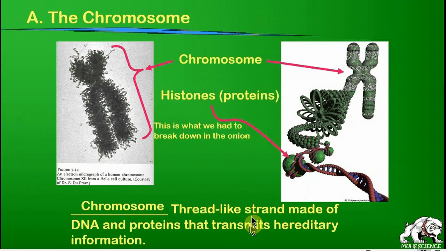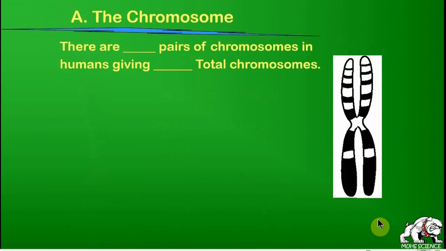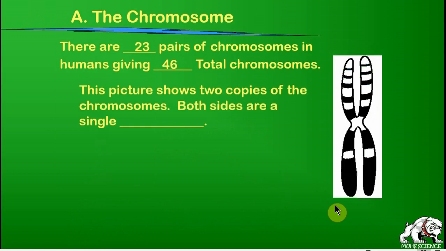So the chromosome is just a thread-like area where DNA is wound up tightly in the nucleus of the cell. But here's where your genetic information is coming from. So these little thread-like strands are the DNA. All right. So a little bit more into the chromosomes. Humans have 23 pairs of chromosomes. So 23 times 2 is a total of 46 chromosomes in humans.